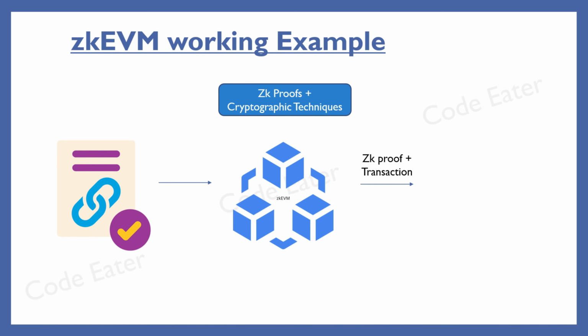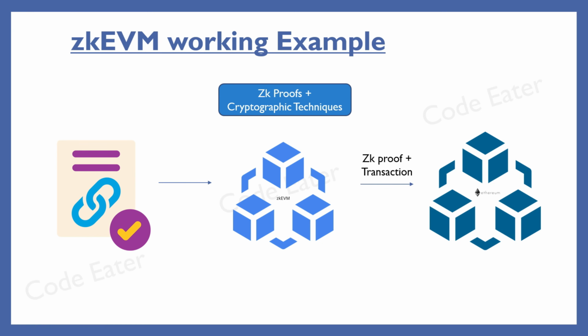Now this zkProof with the transaction will be given to the Ethereum blockchain so that the Ethereum blockchain can validate this transaction, whether each and everything is done properly or not, whether this transaction is valid or not. All these important things will be done by the Ethereum blockchain, and once this validation is done, then this transaction will become part of the Ethereum blockchain as well.